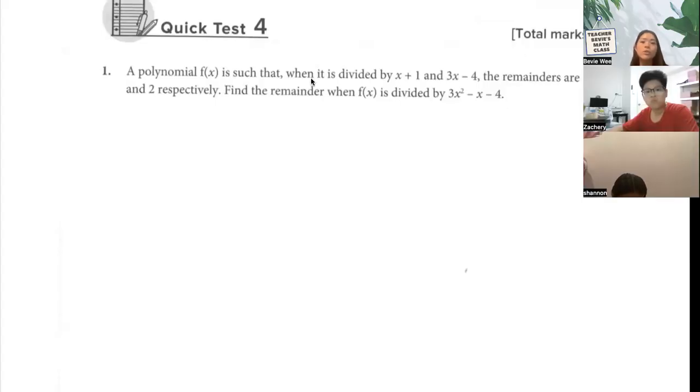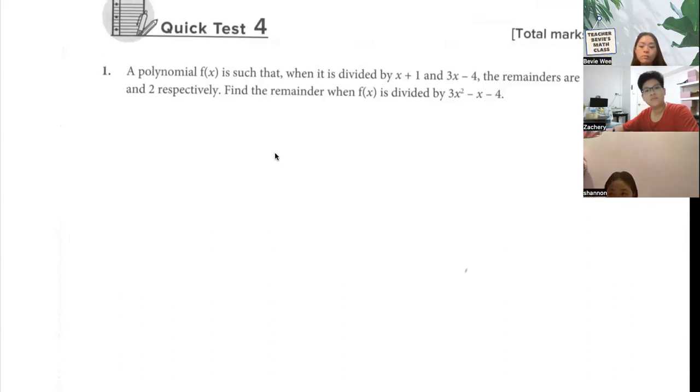Okay. So the remainders are 5, minus 5 and 2 respectively. I want to find the remainder when f(x) is divided by this. Take a minute, digest the question. Tell me what to do. Anyone? Just throw me any suggestions.